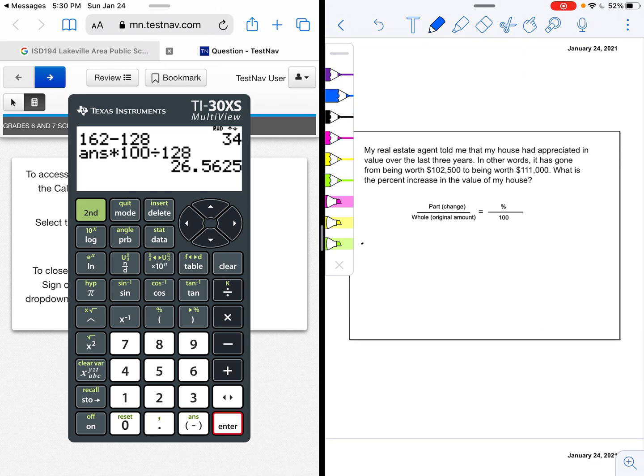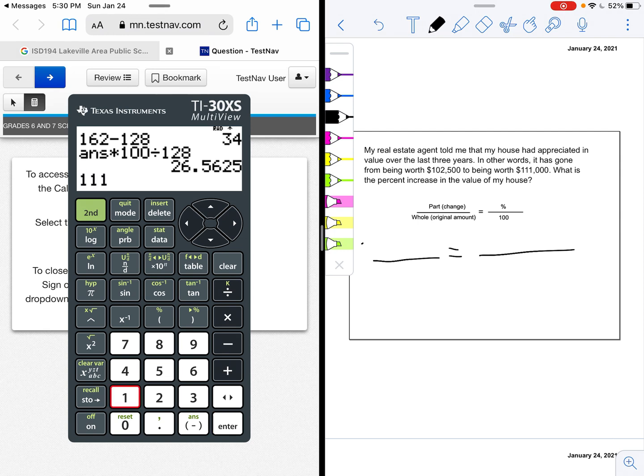Says my real estate agent told me that my house had appreciated in value over the last 3 years. So appreciated is a term for something increasing in price. In other words, it's gone from being worth $102,500 to being worth $111,000. What is the percent of increase in my house? So when you see those words like what's the percent of increase, decrease, those are change problems.